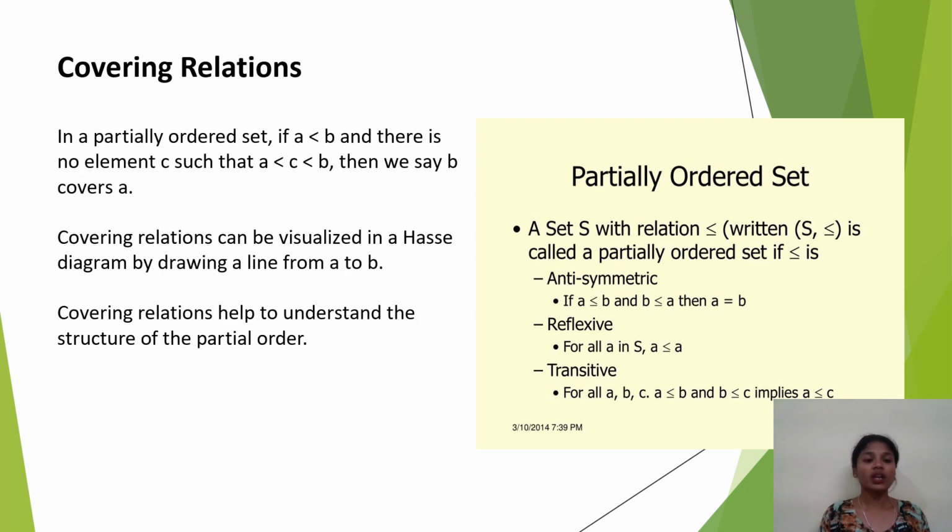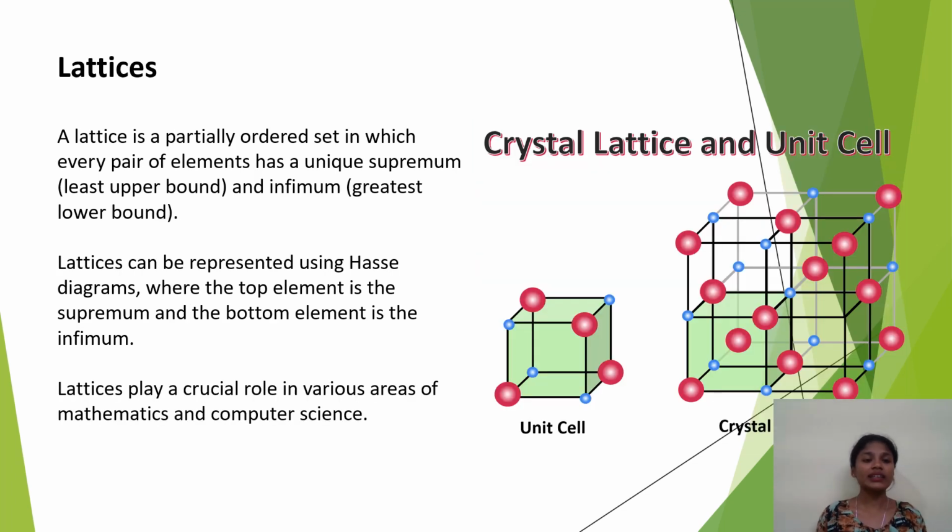Covering relations. In a partially ordered set, if A is less than B and there is no element C such that A is less than C and C is less than B, then we say that B covers A. A covering relation can be visualized in a Hasse diagram by drawing a line from A to B. Covering relations help to understand the structure of a partial order. Lattices. A lattice is a partially ordered set in which every pair of elements has a unique supremum, the least upper bound, and infimum, the greatest lower bound. Lattices can be represented using a Hasse diagram where the top element is a supremum and the bottom element is an infimum. Lattices play a crucial role in various areas of mathematics and computer science.